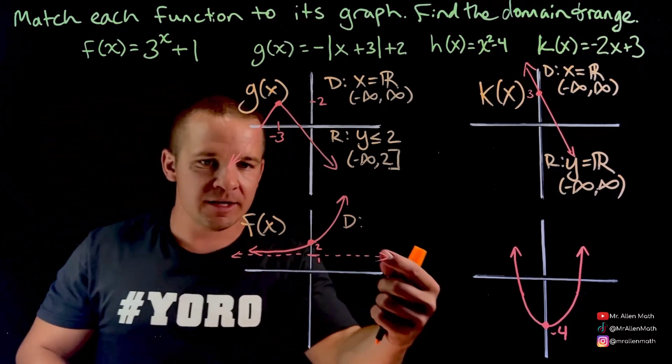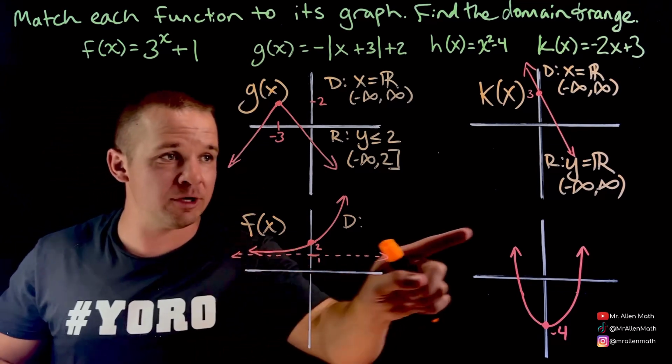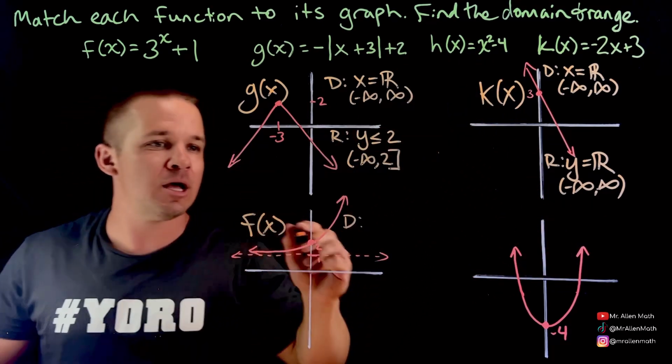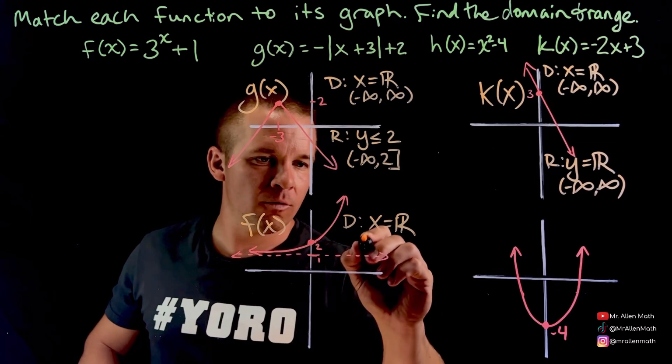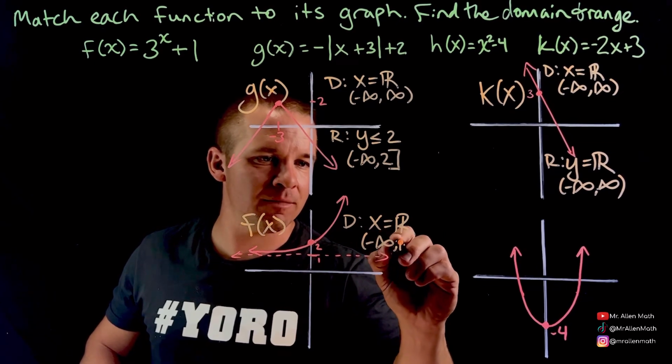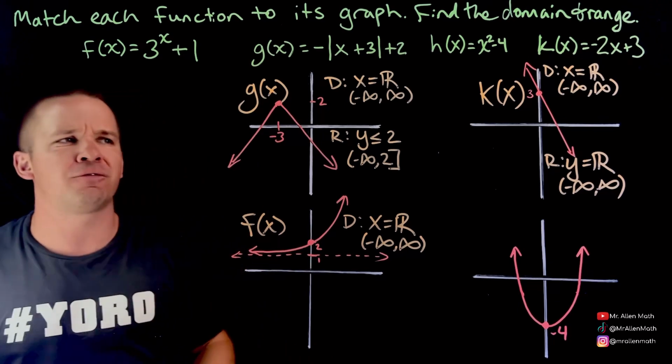All right, domain. Does it ever stop going to the left? No. Does it ever stop going to the right as it goes up? No. So it's all real numbers. Once again, same kind of notation can be used here. Man, we got a lot of all real numbers here for our domains.